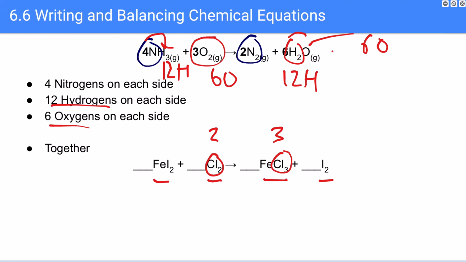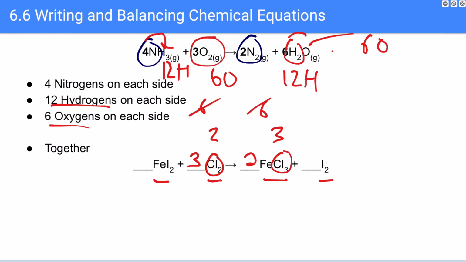Well, there's not a number that we can put in front of just one of these in order to get them to balance, but if we know a little bit about math, we know that the least common multiple of 2 and 3 is 6. So if we can get both of our chlorines to be 6, we'll know that they are balanced. So we'll put a 3 in front of Cl2 to give it 6 chlorines, and a 2 in front of FeCl3. So that makes a total of 6 chlorines on each side, and we've gone through and balanced the first part of our equation.